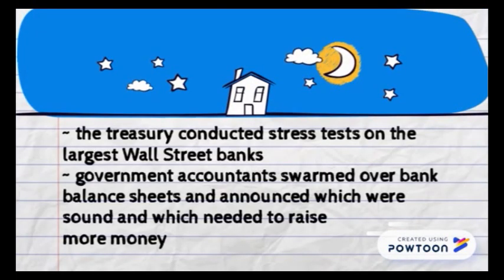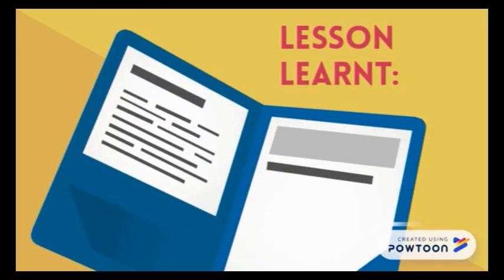The Treasury also conducted stress tests on the largest Wall Street banks. Government accountants swarmed over bank balance sheets and publicly announced which ones were sound and which ones needed to raise more money. From all the past events that occurred, we can learn lessons that will be beneficial to us in the future if something similar happens again.